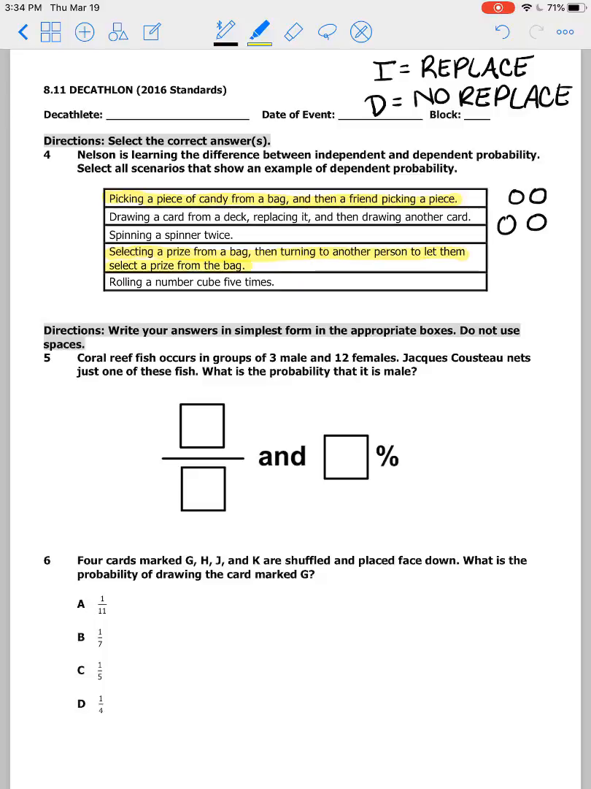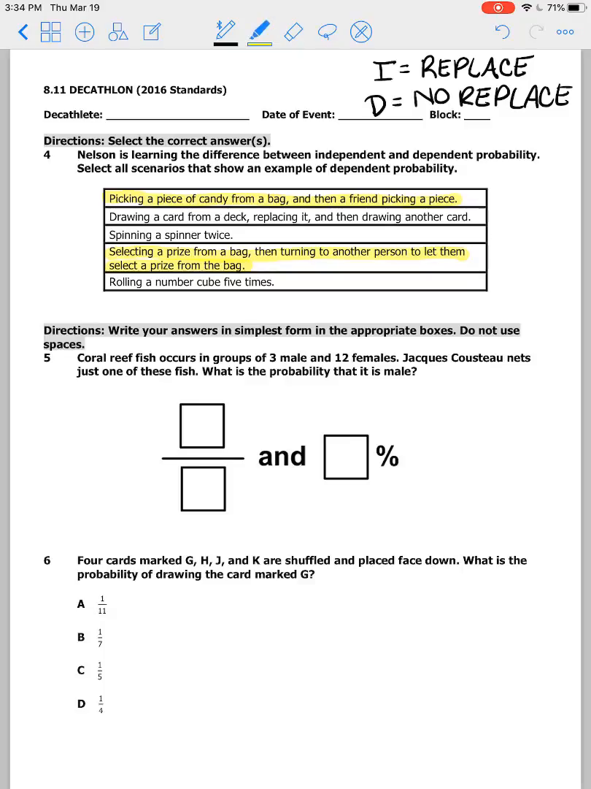Finally, rolling a number cube 5 times. So a number cube is like a dice we use to play a game. If you roll the dice, you have a 1 in 6 chance of getting any of those numbers. If you roll it again, you still have a 1 in 6 chance of getting any of those numbers. And no matter how many times you roll the dice, the probability is the same because the dice doesn't change. You don't erase the sides. So that's why that is an independent situation.